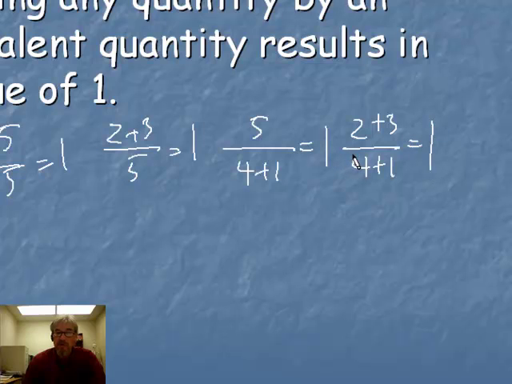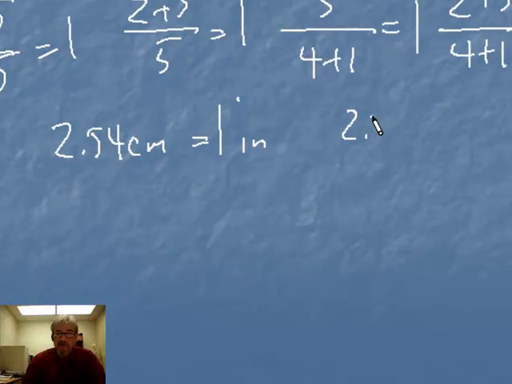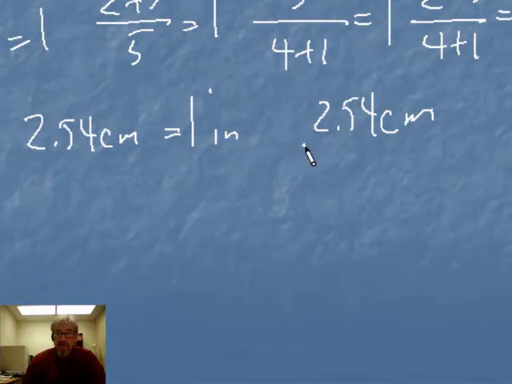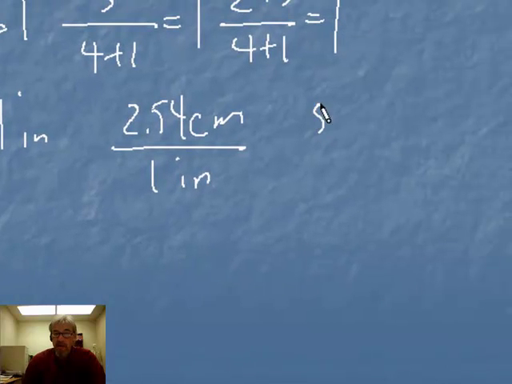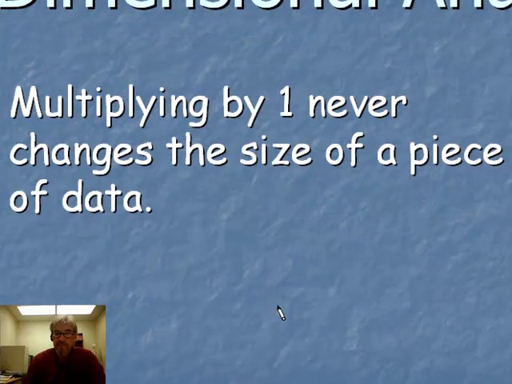Now here's how we use this in dimensional analysis. We think about things like 2.54 centimeters is equal to 1 inch. So that means if I take 2.54 centimeters and I divide it by 1 inch, well, that's just 1. Or 5,280 feet is the same thing as a mile. So if I take 5,280 feet and divide it by a mile, that's 1.